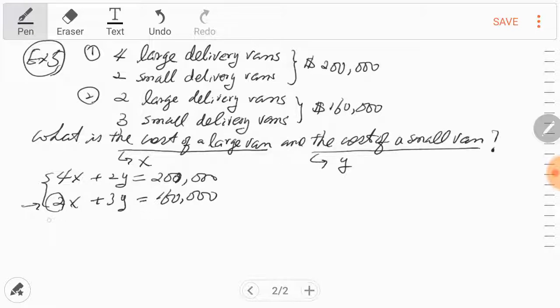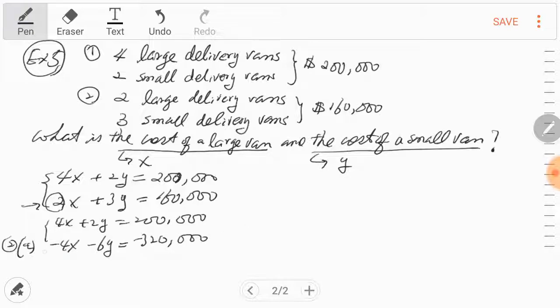Okay, the first equation, don't change the first equation, leave it as it is. And then from the second equation, I will multiply the second equation by negative 2, then negative 4x minus 6y equals negative 320,000. Then add these 2 equations, then x terms cancel out. Negative 4y is equal to negative 120,000. Then from here, y is equal to divide each side by negative 4.